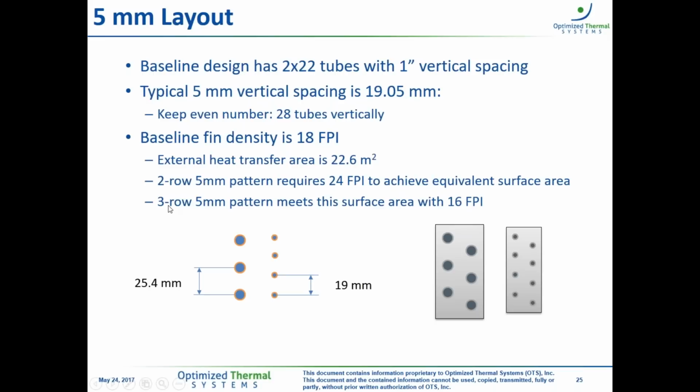But we can also imagine a 3-row design with 5 millimeter tubes, where we have 3 rows in the airflow direction. And because that gives us more depth in the airflow direction, we're able to achieve the same surface area as the baseline with just 16 fins per inch. So both of these are viable options that would give us roughly the surface area we're looking for and fit within the enclosure that we're focused on.